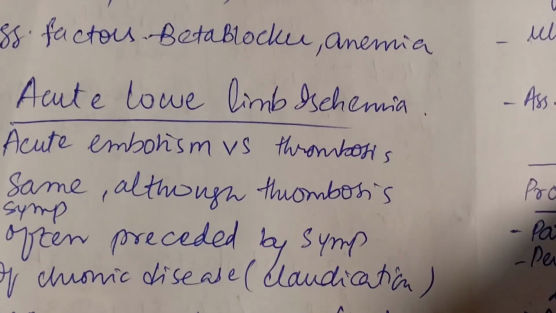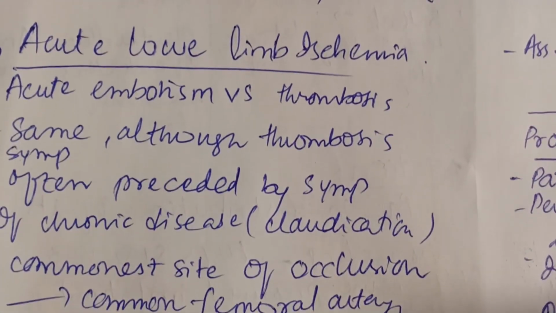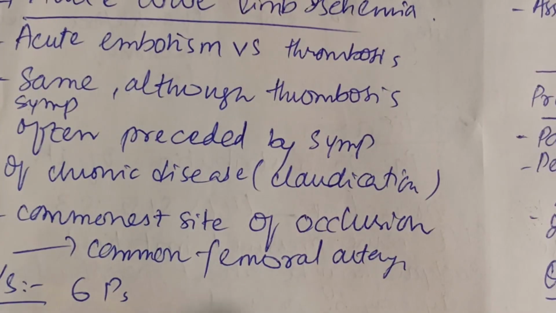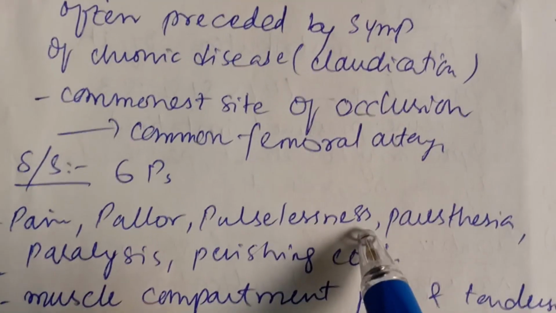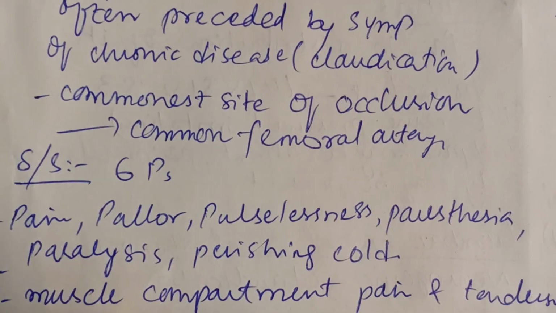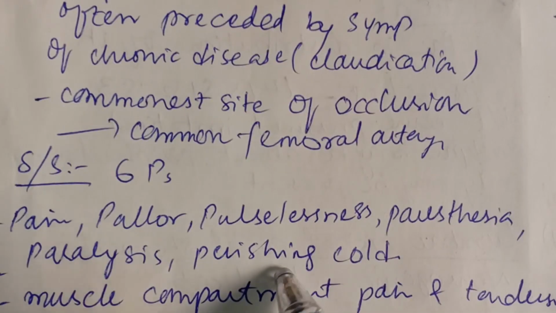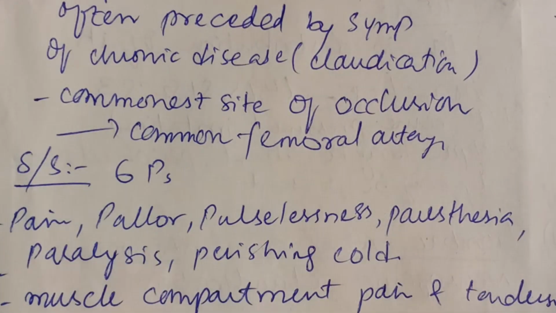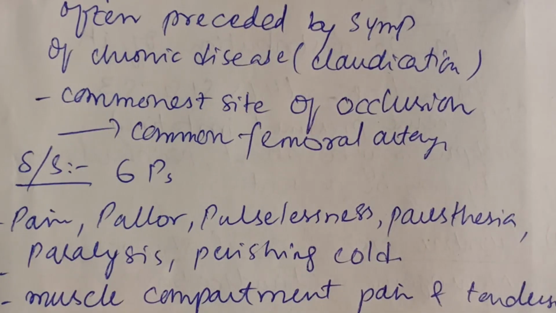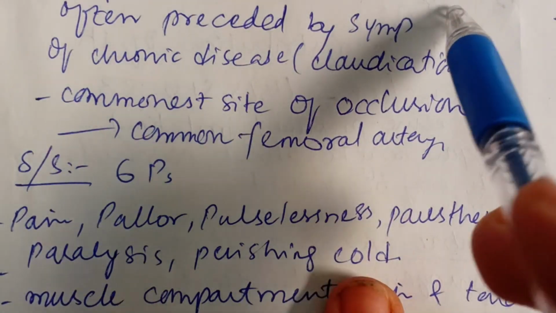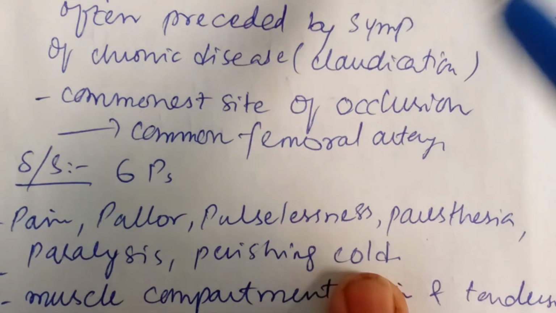So if the patient is experiencing the six P's: pain, pallor, pulselessness, paresthesia, paralysis, perishing cold. These are the six P's you have to keep in mind when you are dealing with acute limb ischemia. And if the patient has these, we can suspect acute lower limb ischemia, and this can be due to a number of reasons. For example, if the patient is coming with trauma, or the patient has acute obstruction of any artery, he can present with acute lower limb ischemia.